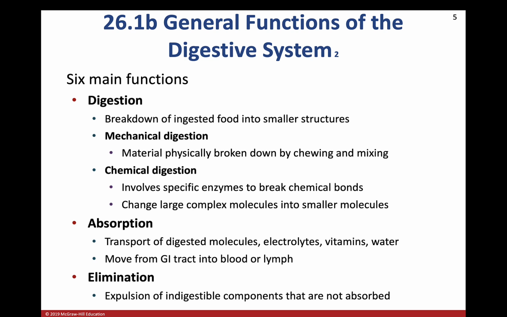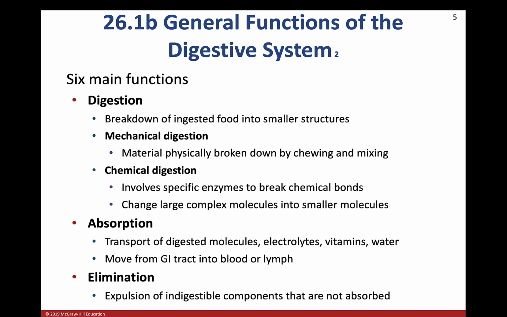Absorption, as noted before: nutrients that we ingest do no good until they actually are absorbed and make their way into our body, and they do that by being transported across an epithelial layer. And once that happens, they're going to move from the GI tract one of 2 ways, either in the lymph, which is specific to lipid, or our blood.